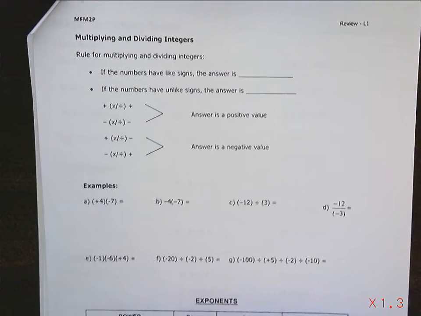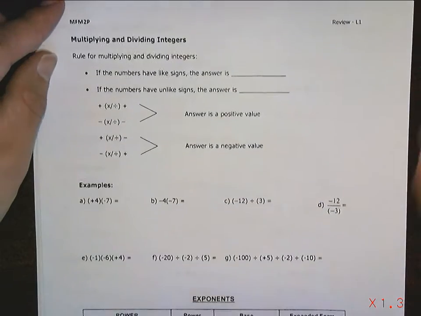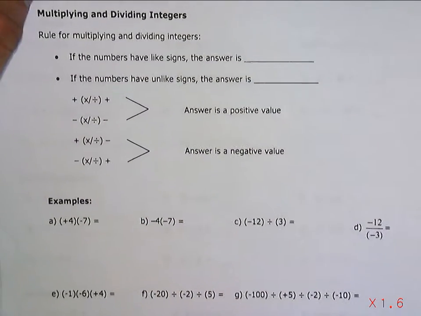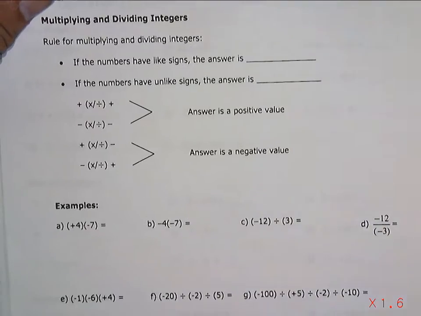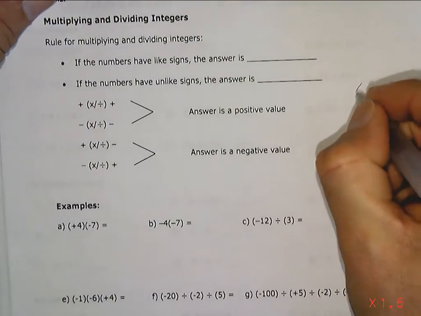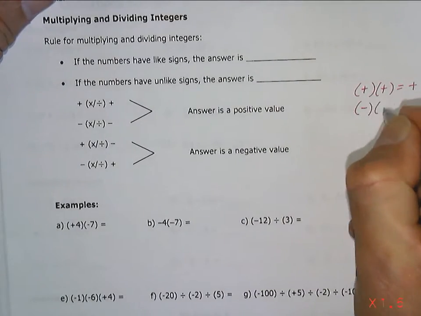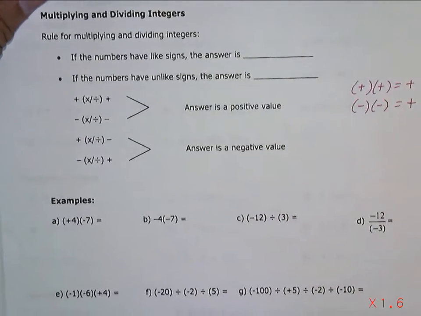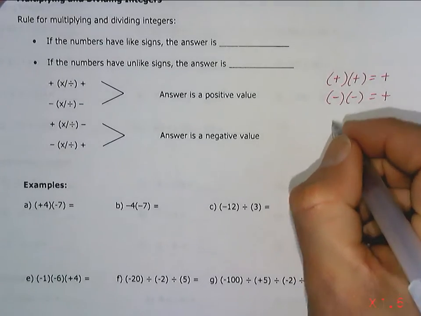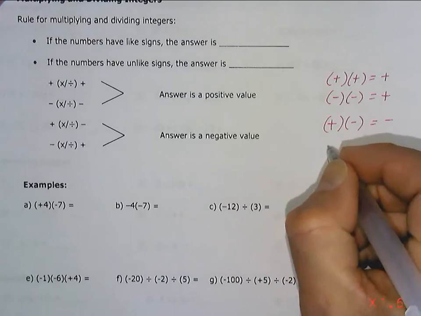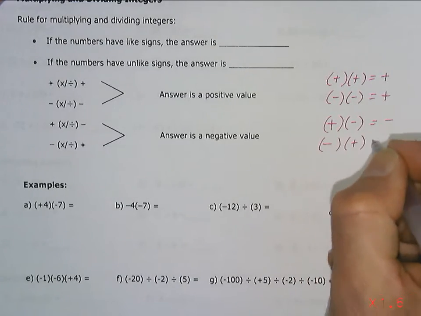Welcome back. Okay, so now we are looking at multiplying and dividing integers. So the rules that we have to remember for multiplying and dividing integers are the following. If you have a positive times a positive, it gives you a positive. If you have a negative times a negative, it gives you a positive. If you have a positive times a negative, it gives you a negative. And if you have a negative times a positive, it gives you a negative.